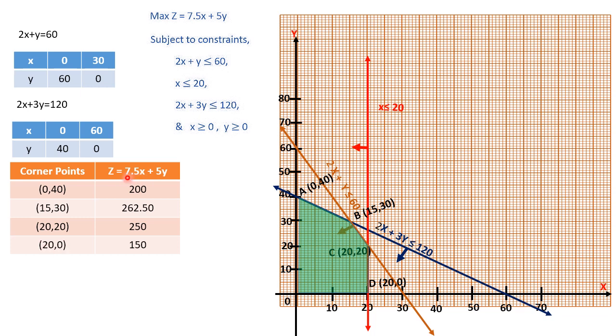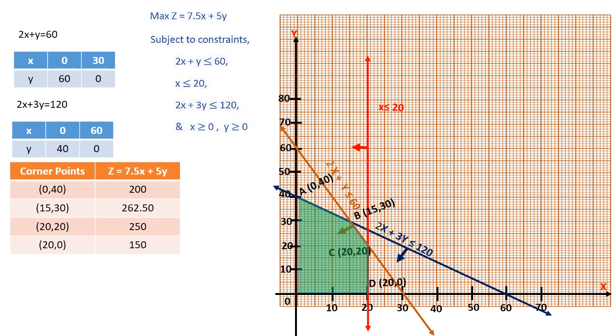And when you put it here, 7.5 into 0 plus 5 into y. 5 into y in the sense 5 into 40, that is 200. This term will be 0. Next is 15 30. 15 30 in the sense 7.5 into 15 plus 5 into 30. When you calculate, you will get 262.50. Please do the calculation and simply don't copy from here. Next is 20 20, that is 7.5 into 20 plus 5 into 20, that is 250 when we add. 20 0, in the sense x 20, y 0. So 7.5 into 20 plus 5 into 0. So we will get 150.